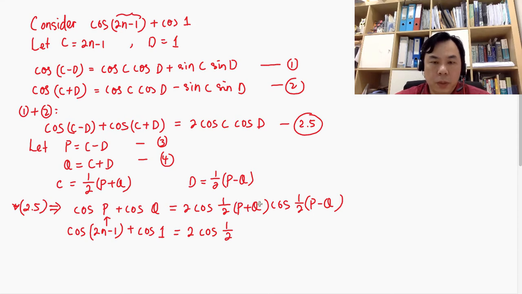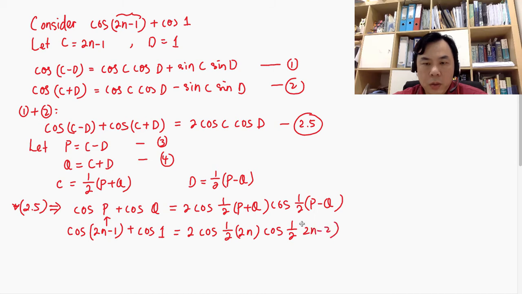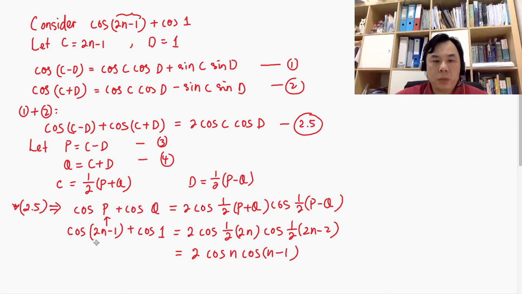So it's actually P plus Q. So this is P plus Q here. If you add them up, it's actually 2n. And then cos P minus Q. So P minus Q is actually half 2n minus 2 here. And if you deduce this and simplify that, it will become cos n minus 1. Alright, so there you have it. We managed to simplify this into a more manageable form.